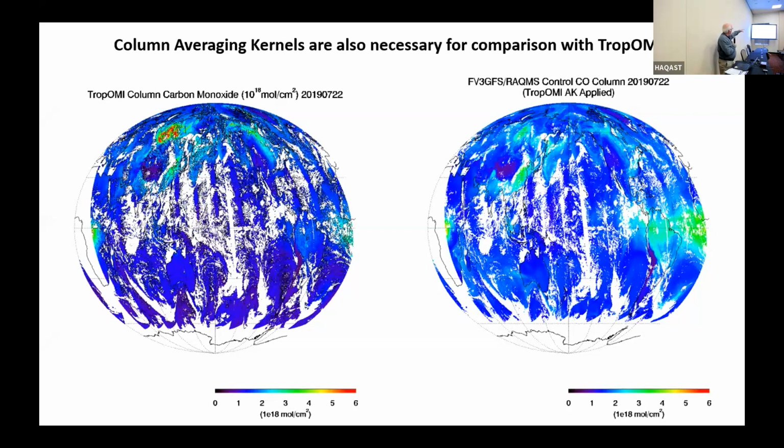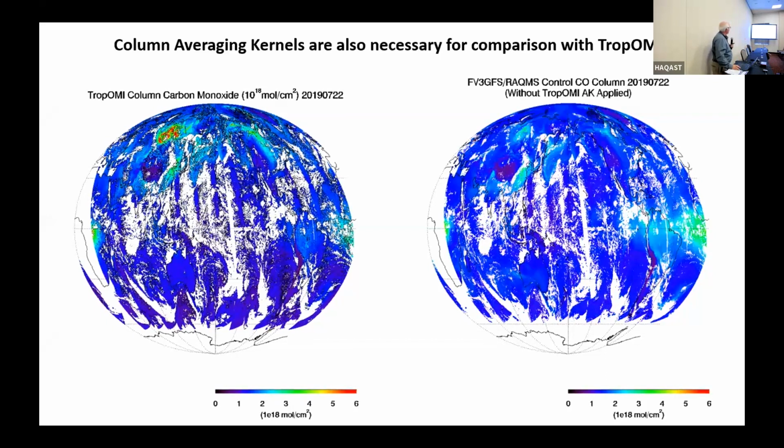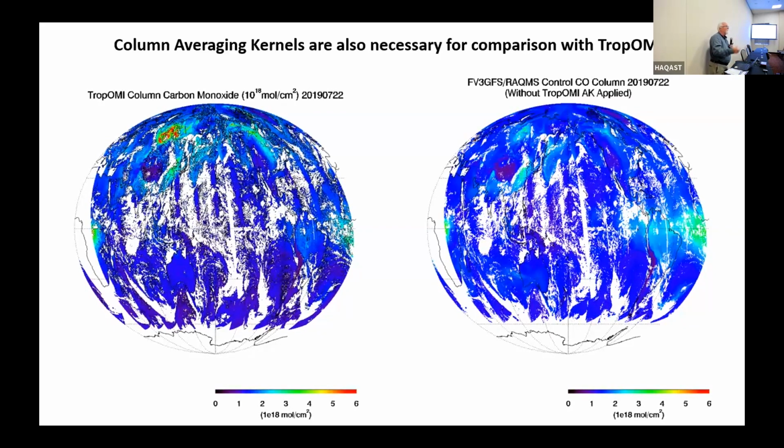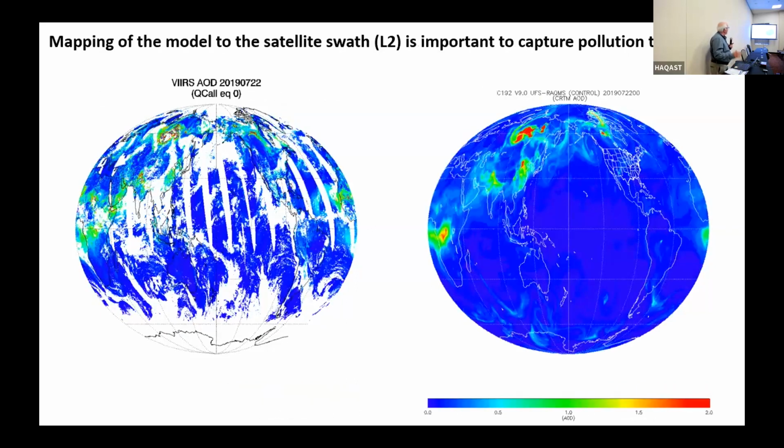If you look at the panel on the right, that's when we look at our model mapped to the level 2 swath and applying the tropo-OMI CO column averaging kernel. And here's what we get if we don't apply it. And you can see, again, there's significant differences. If you don't account for these differences, you're going to have a poor representation of the biases in your model.